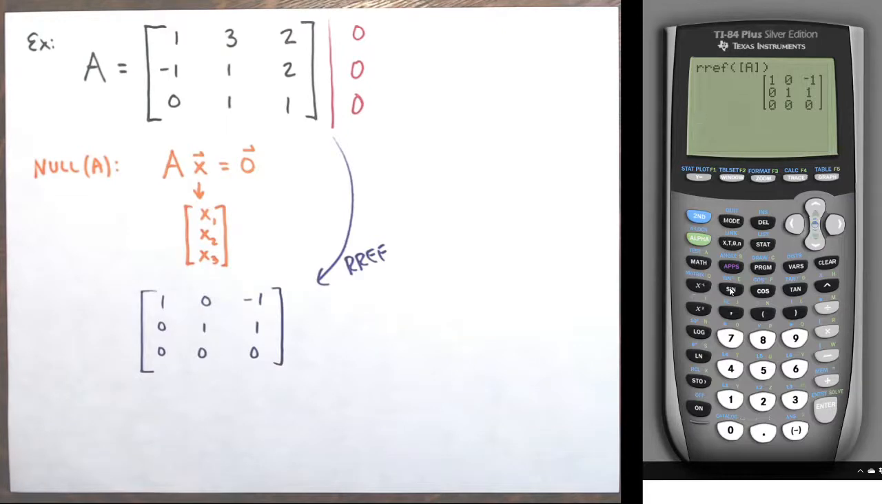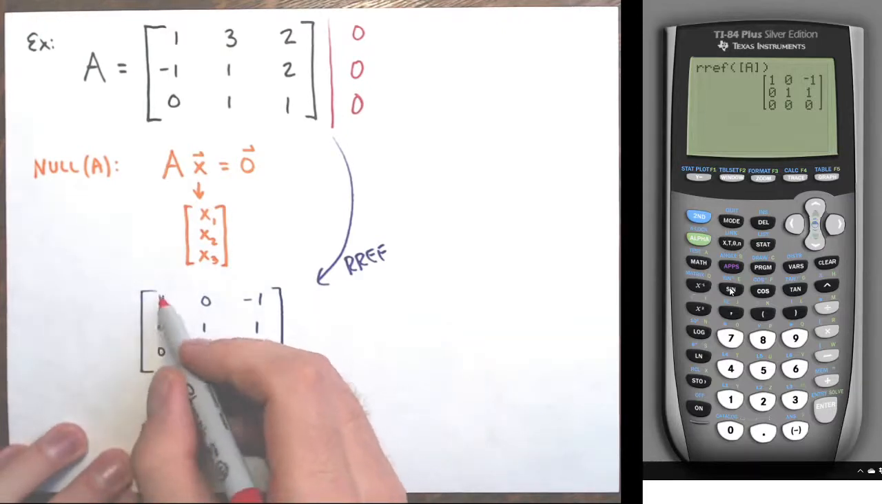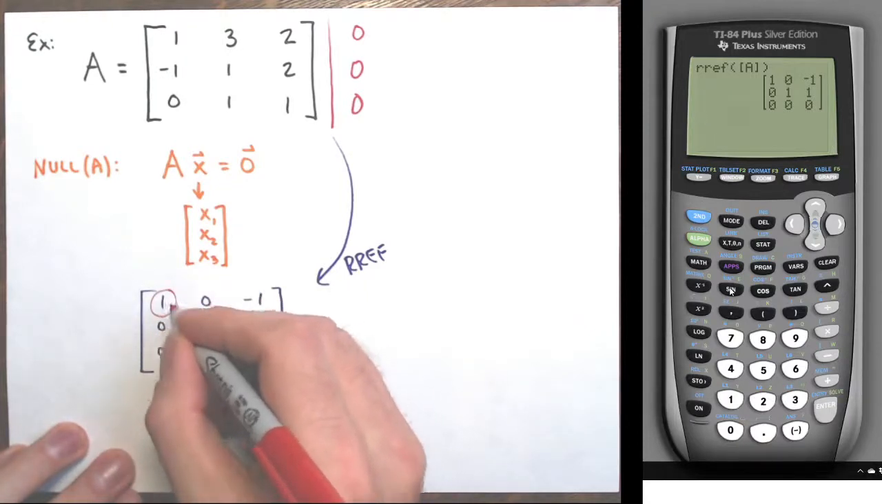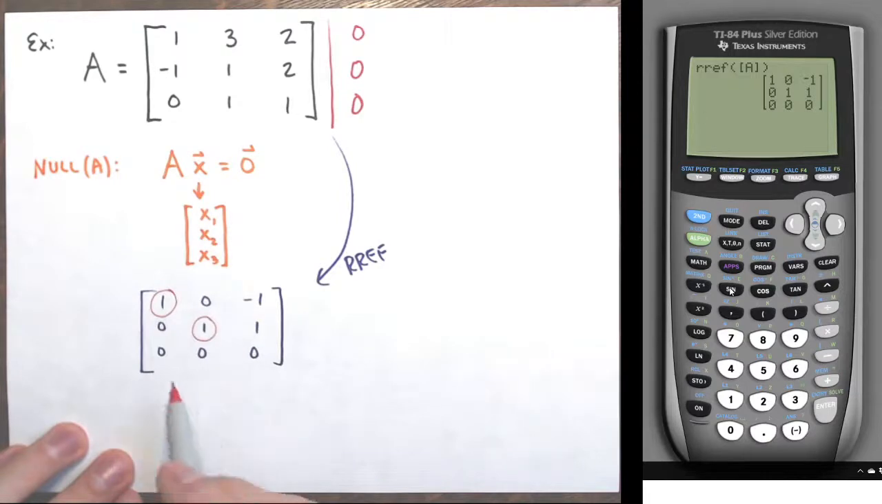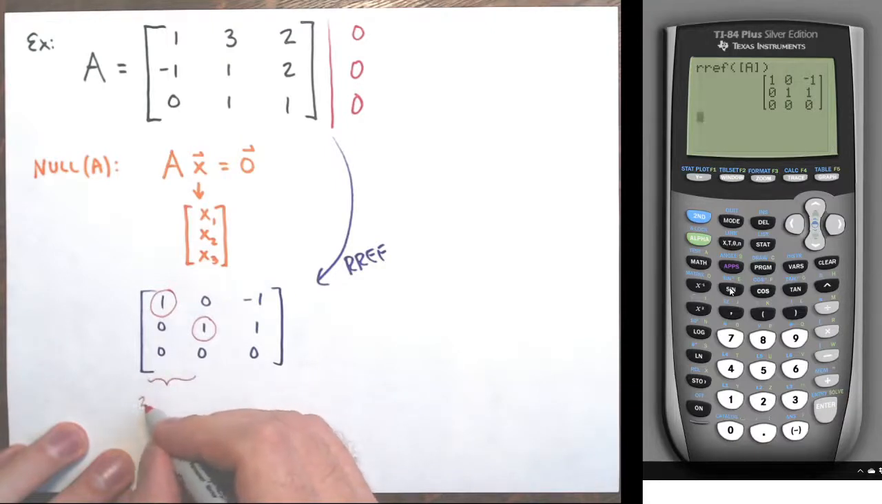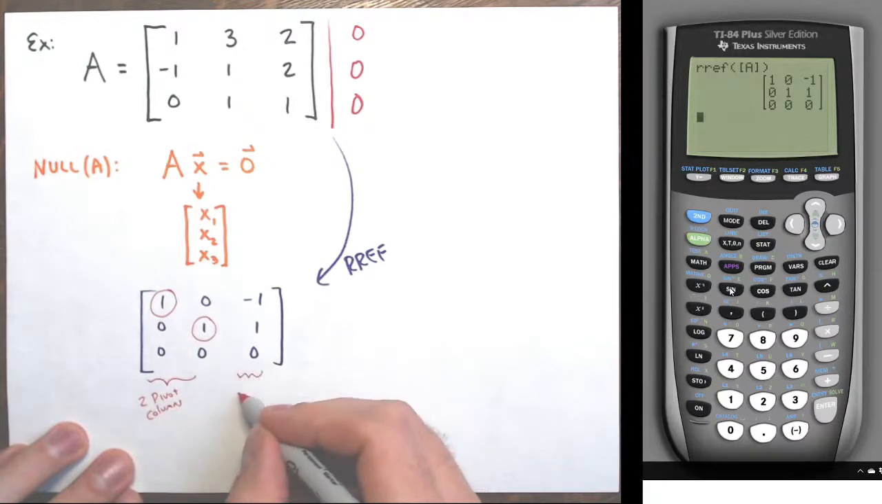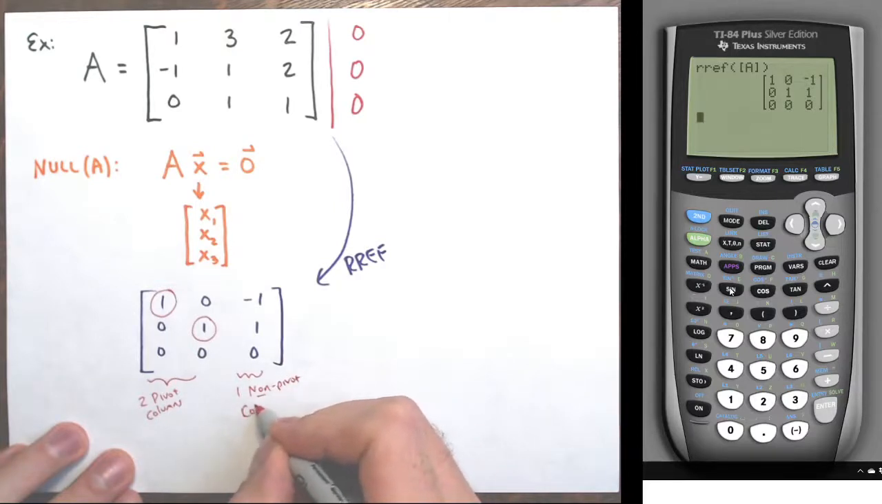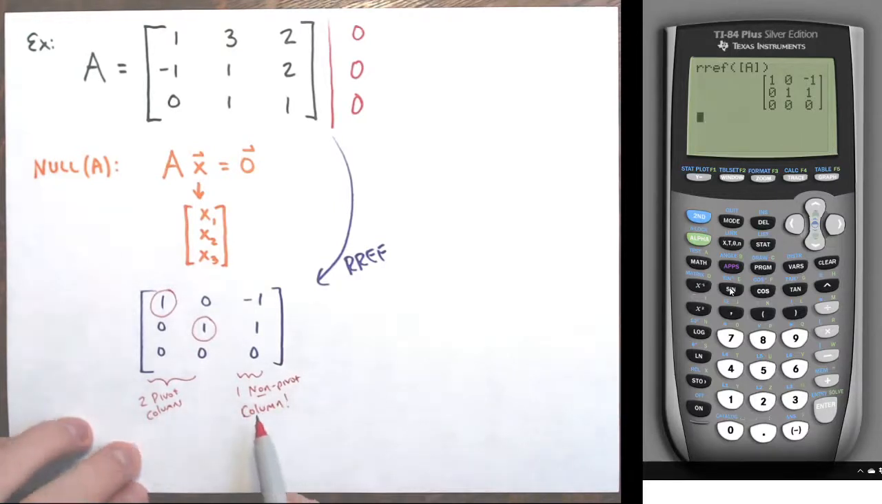All right, looking at this, look at where the pivots are, these leading ones in the rows. There's a pivot here and a pivot here, these first non-zero entries in the rows. The pivot positions, and that's it. Third row doesn't have a pivot. So look, there are two pivot columns, and one non-pivot column. And that one non-pivot column is going to be the nullity of our matrix here. The dimension of the null space will be 1.